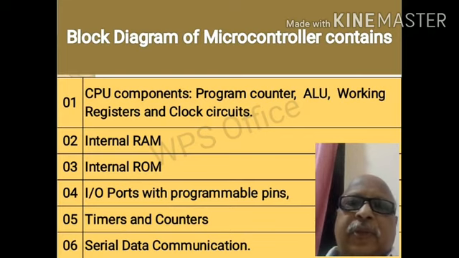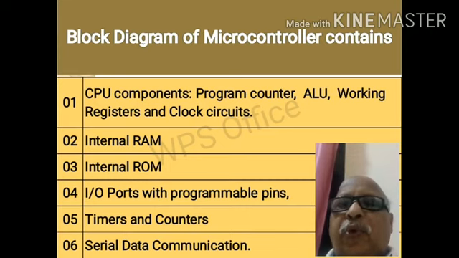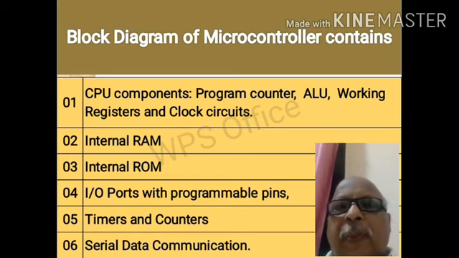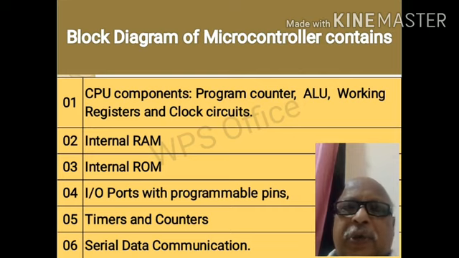It contains CPU components, the central processing unit components, that is a program counter, an arithmetic logic unit, working registers and clock circuits. Then it contains internal RAM, internal ROM, I/O ports with programmable pins, timers and counters, and serial data communication. These are the different blocks of the microcontroller.